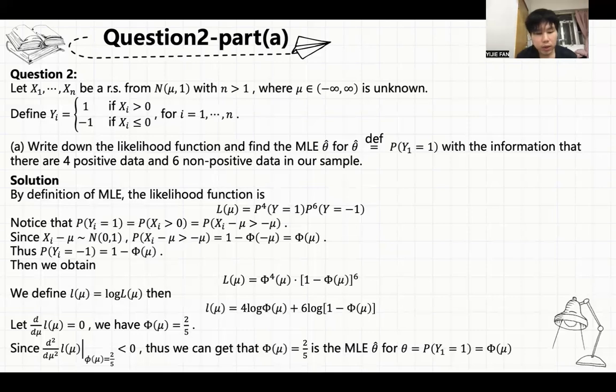Okay, and now we differentiate L mu, and we find one phi mu which is equal to 2 over 5. We find the differentiation of L mu is less than 0, so we can get that phi mu is the MLE, theta hat.